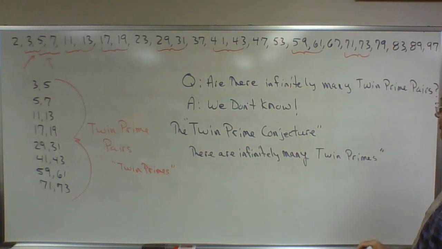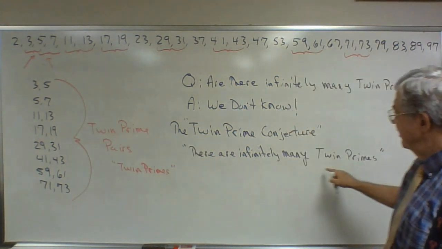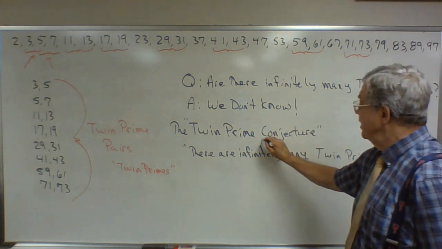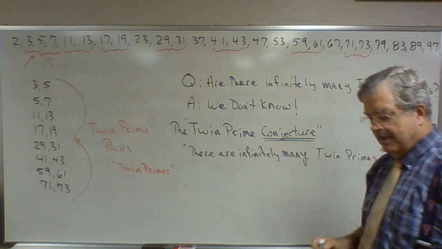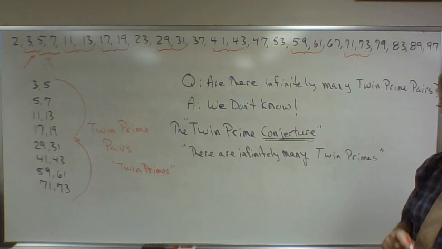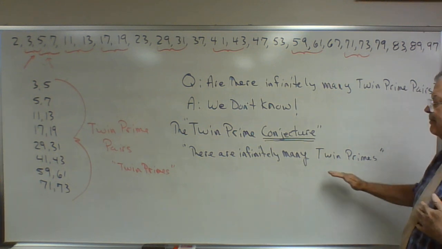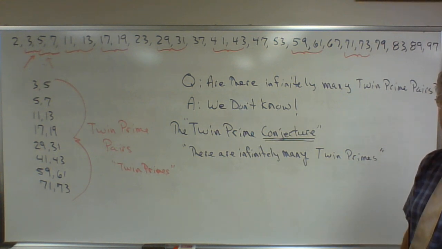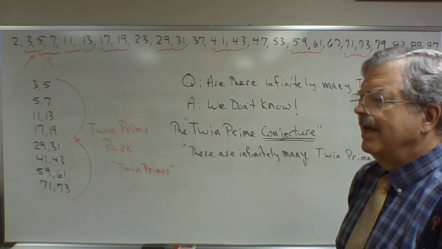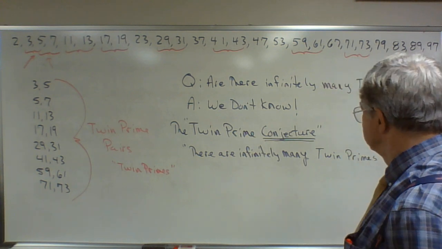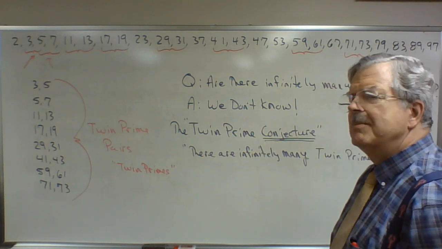The twin prime conjecture states there are infinitely many twin primes, or twin prime pairs, but it's a conjecture. We don't know if there are infinitely many or not. This is one of the biggest problems that number theorists are working on. And let's see if I can get any more information on this twin prime conjecture.